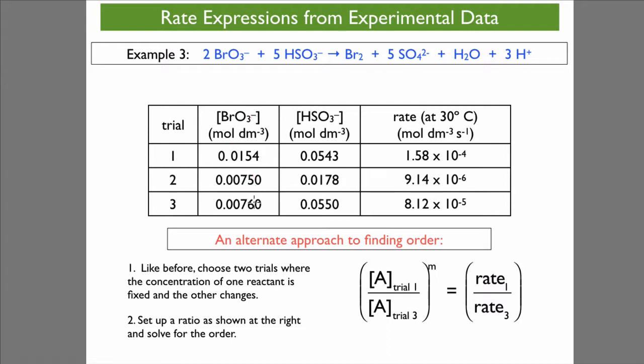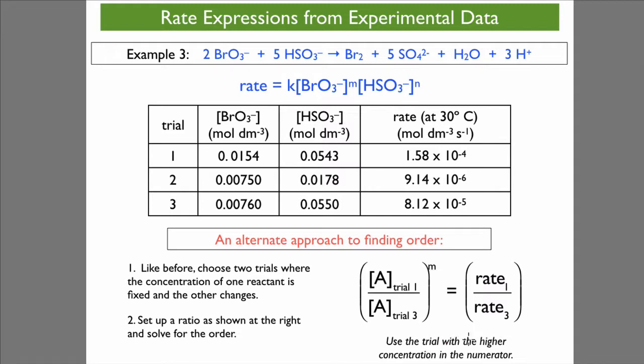Okay, and we're going to use an alternate approach to finding the order. We've got the rate at a fixed temperature for each trial. Like before, choose 2 trials where the concentration of one reactant is fixed and the other changes, and set up a ratio as shown at the right hand side and solve for the order. So we've got concentration of the reactant over concentration of the reactant in the 2 different trials, and you've got the rate over rate of the 2 different trials, and you've got the order at the top there.